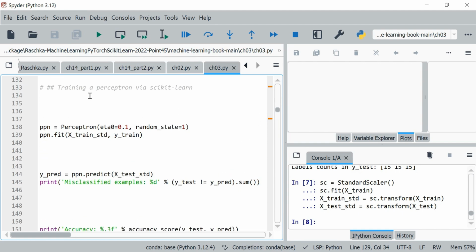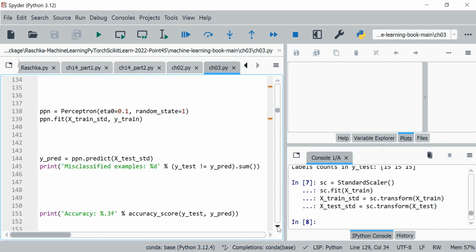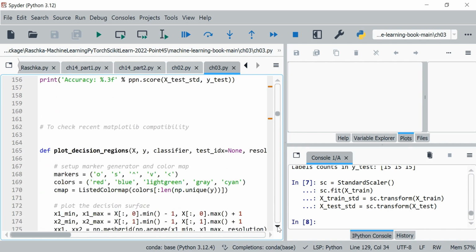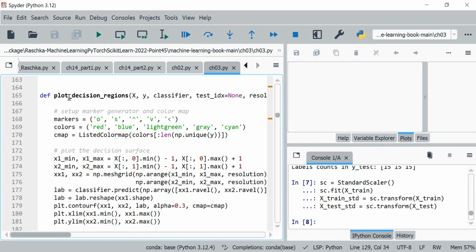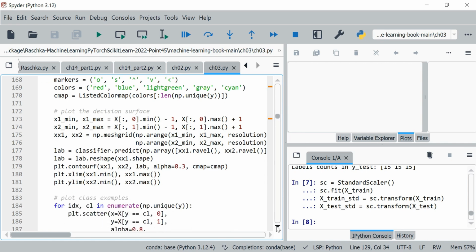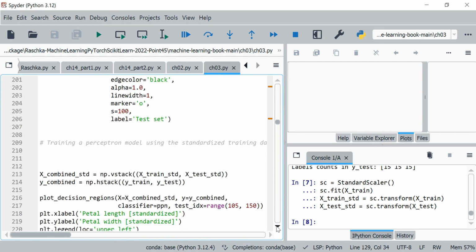We just skip the perceptron because we have shown this algorithm in a previous video. We will come back later for this plot decision region function. This function will be used for many videos, but we will come back to it later.